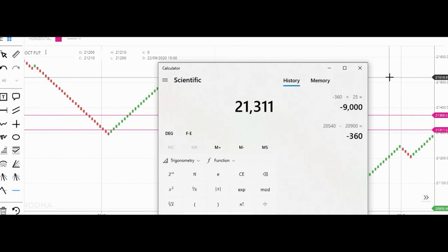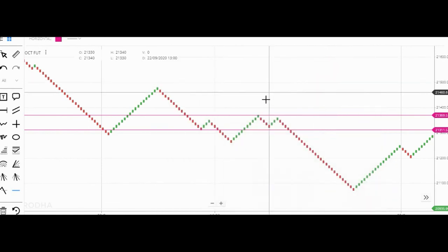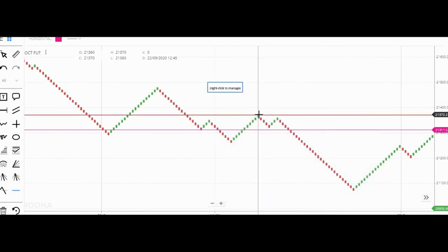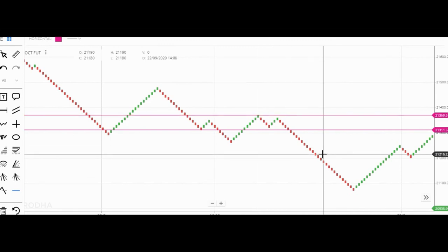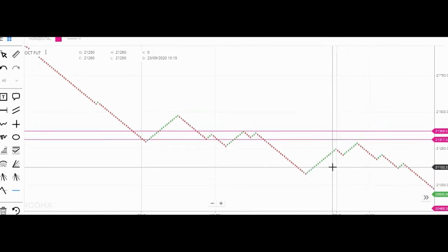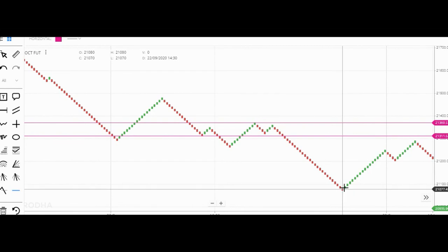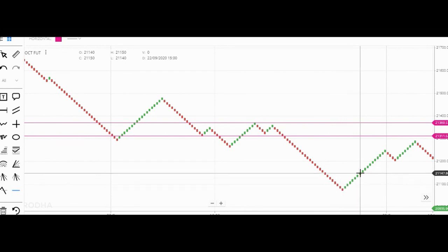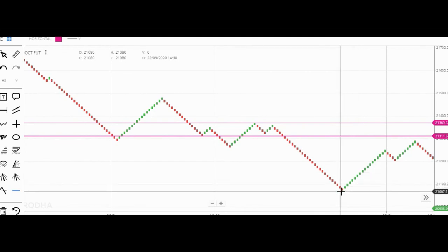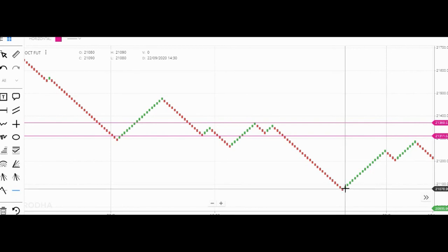Okay, stop loss is 21,372. This is approximately 60 points stop loss. It's very small stop loss. Okay, see how far it went. Here it went up to here and started rising. So it went down up to 21,070 and started rising.